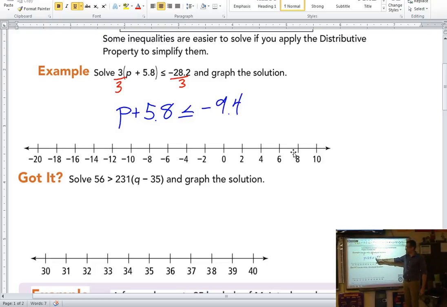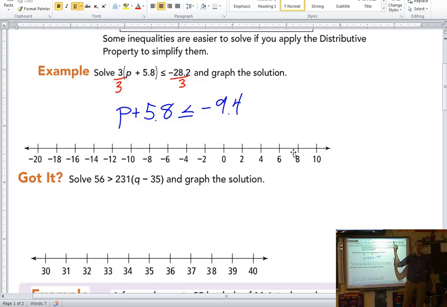Now remember, even though this value is negative, that doesn't have anything to do with your inequality flipping. When do we flip our inequality symbol? When you're dividing or multiplying? Alec? When you divide or multiply by a negative. By a negative. So this red number, because it was positive, nothing changes.